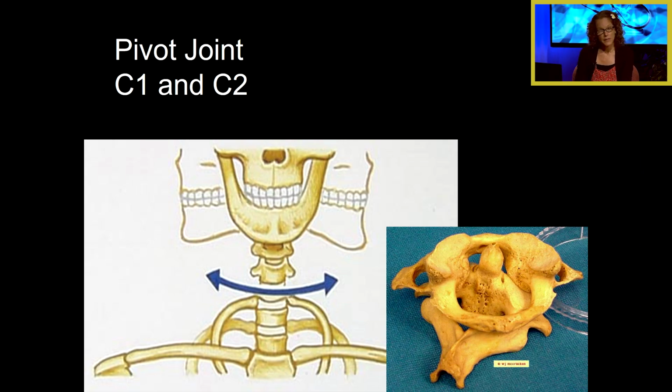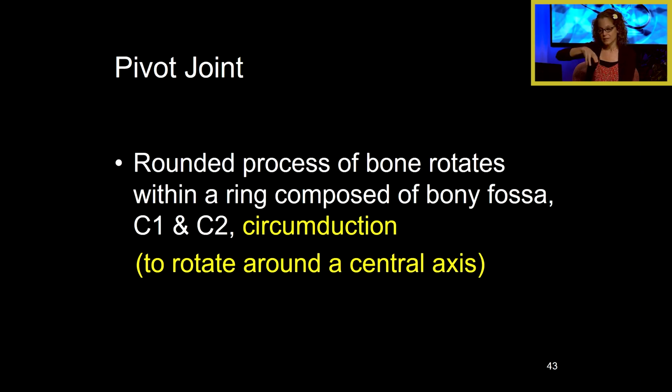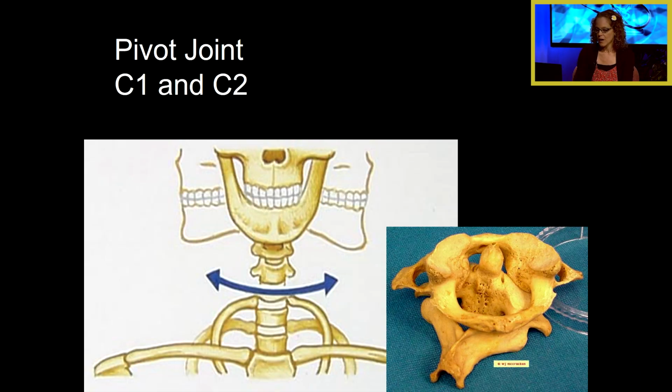We also have a pivot joint. C1 and C2 are examples of pivot joints. What this allows us to do is, there's a rounded process of bone, and it rotates within a ring composed of a bony fossa. So C1 and C2 allow us to rotate around a central axis, just like I'm showing you right here. So this is my neck. I'm able to move back and forth because of my ability to do circumduction from my C1 and my C2. So this is to rotate around a central axis.